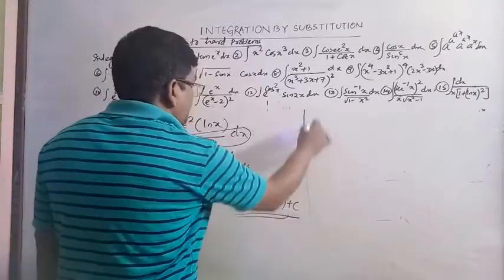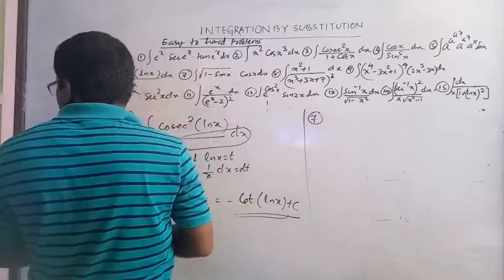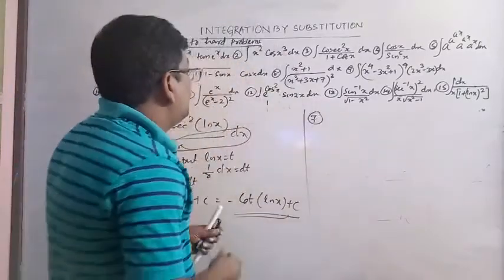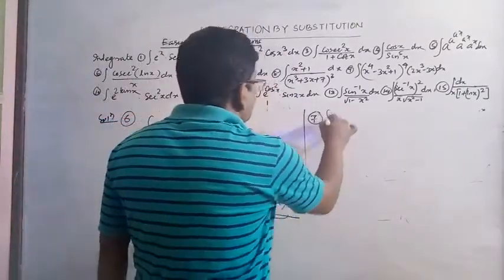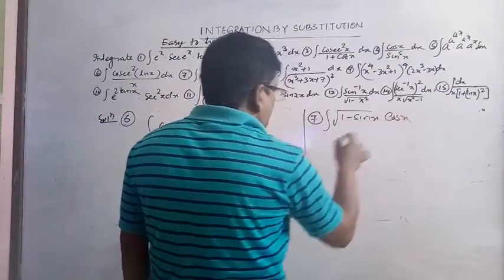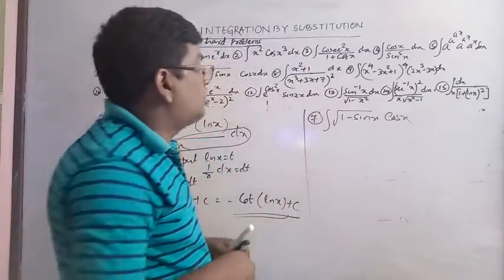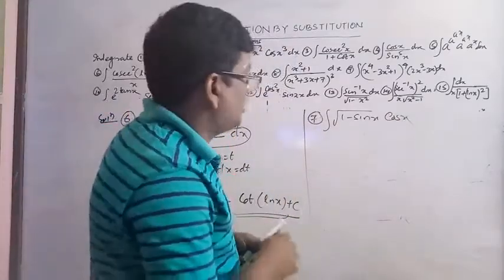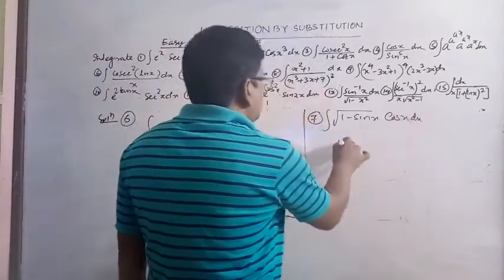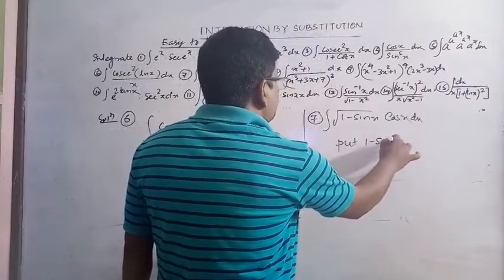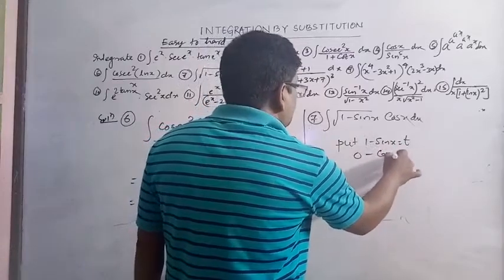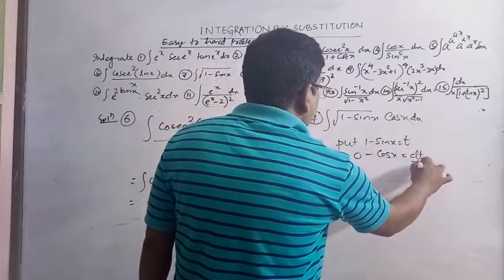Then question number 7. Now what is question number 7? Integration of root over 1 minus sin x, cos x. What is the derivative of 1 here? 0. The derivative of sin x means cos x. So cos x dx. Put 1 minus sin x is equal to t. The derivative of 1 is 0, the derivative of sin x is cos x. This is dt by dx.